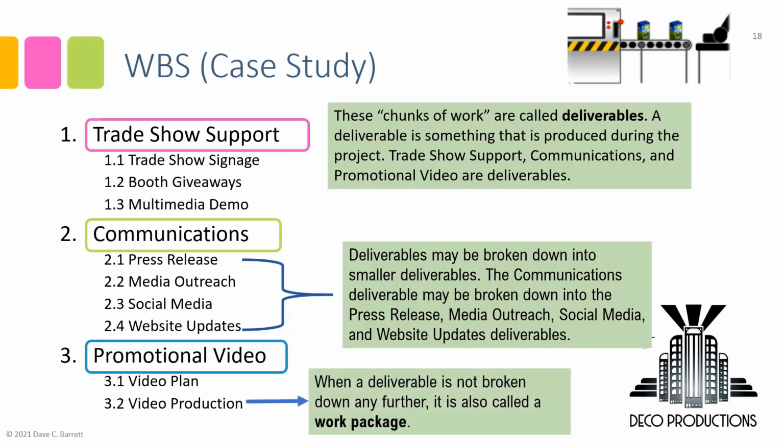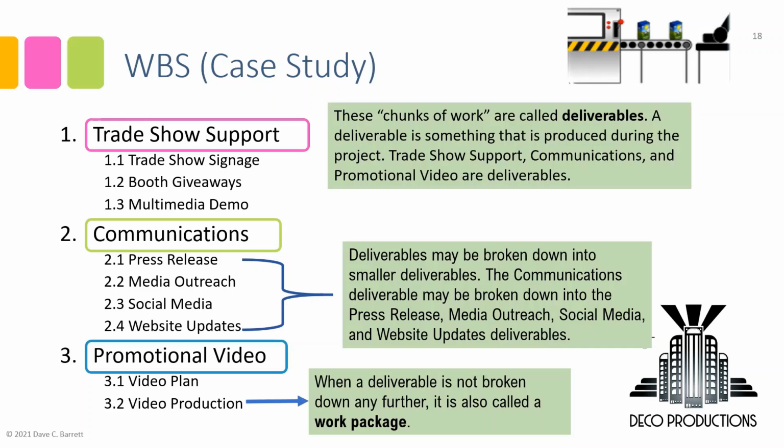Now, as was described in the video, the promotional video seemed rather large. And so as part of the work breakdown structure process, the decision was made by Fatijit and Sophie to break it down into further deliverables, even though the scope statement didn't break it down that far. So they broke it down into video plan and video production, right? So into a third level. And again, a reminder that when a deliverable is not broken down any further, it is also called a work package, right?